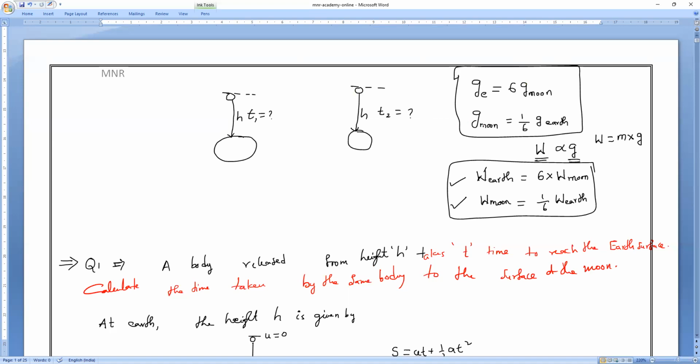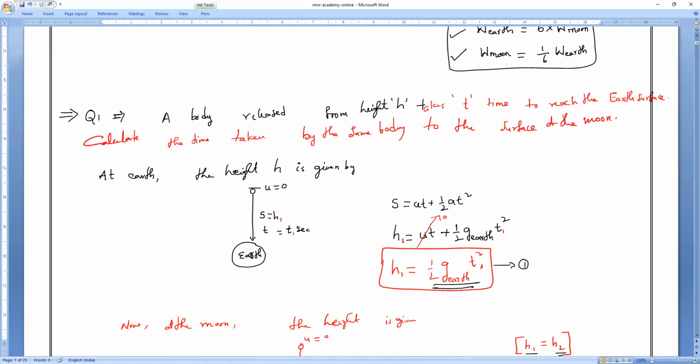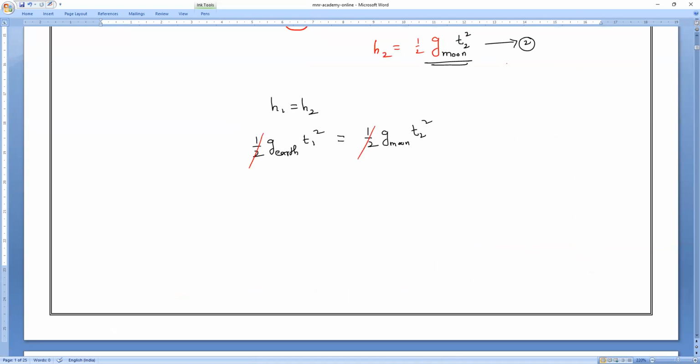All of you, check it everybody. So in place of gravity of earth, I can do something. What can I do? Anybody? In place of gravity of earth, what can I write, guys? Because they're asking for the moon's time. Am I right? Understand, Gokul? So they're asking for the moon's time.